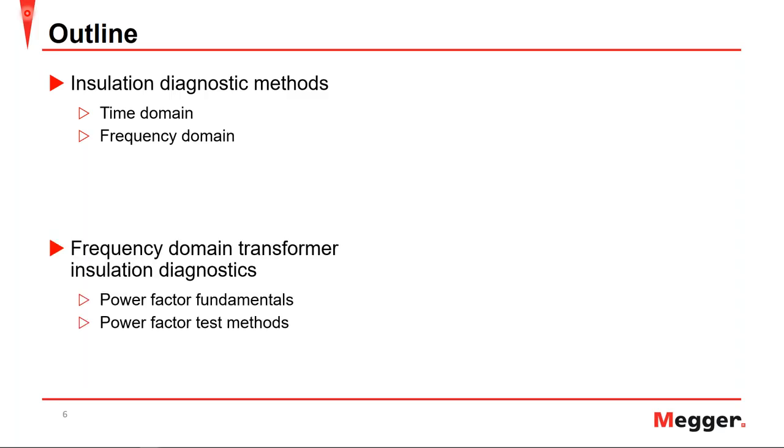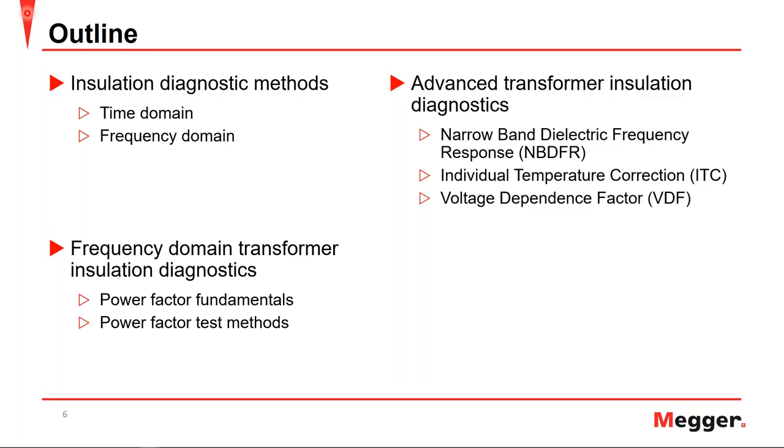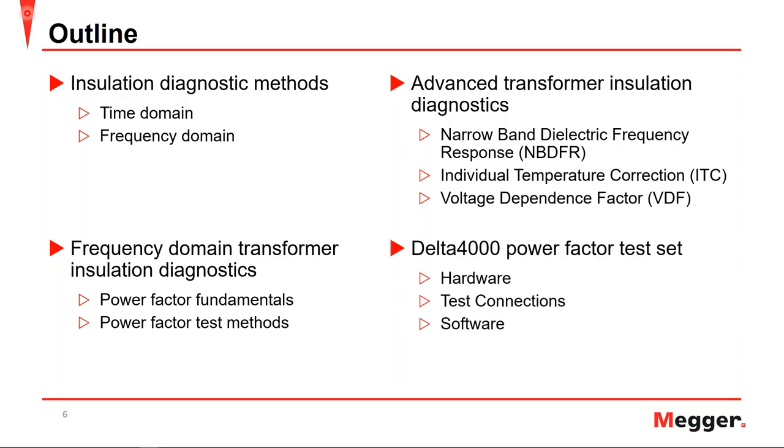Then we'll move into frequency domain transformer installation diagnostics, where we will discuss power factor fundamentals as well as power factor test methods. From there, we'll move into the advanced transformer installation diagnostics, where we will talk about narrowband dielectric frequency response, individual temperature correction, and voltage dependence factor. Then we'll go ahead and finish it off with covering the Delta 4000 power factor test set, where we'll discuss the hardware, test connections, and the software.